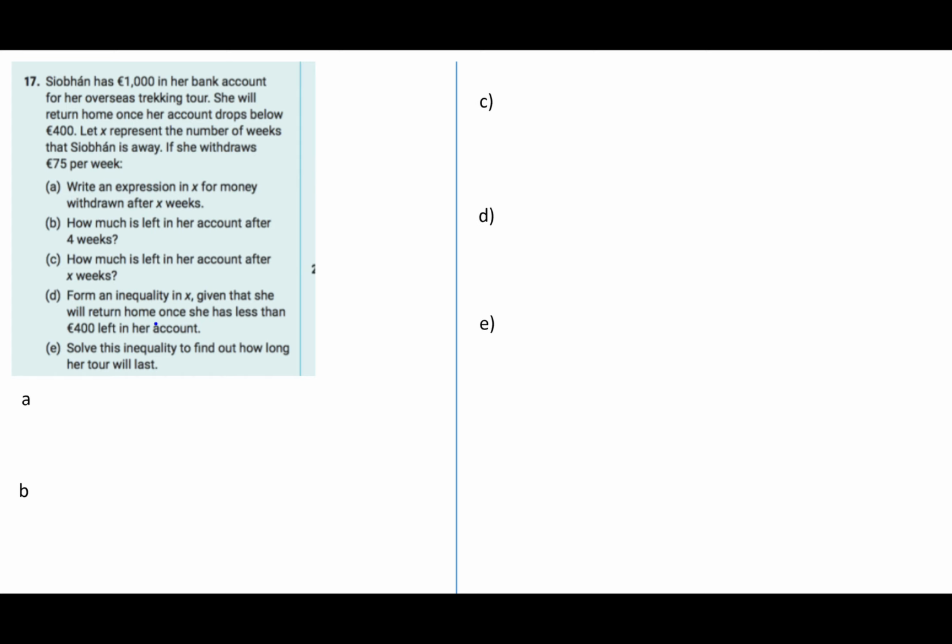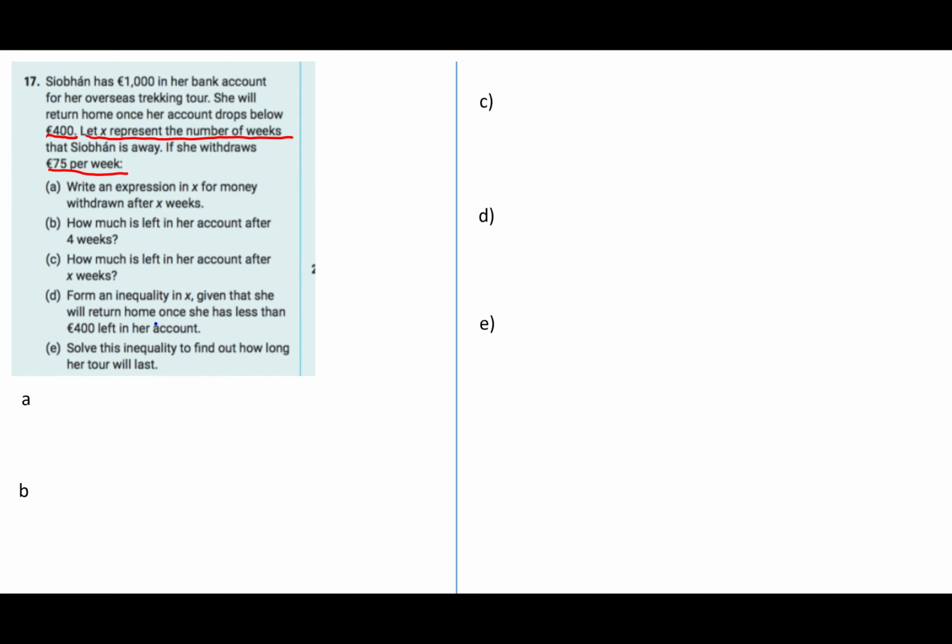So we're going to do question 17 on your exercise 12.3. So that's question 17 on your inequalities. Siobhan has €1,000 in her bank account for her overseas trekking tour. She will return home once her account drops below €400. Okay, so I'm just going to underline those values. So €400, she'll go home. X is the number of weeks, and she withdraws €75 per week.